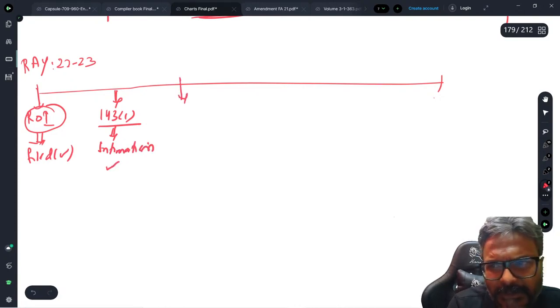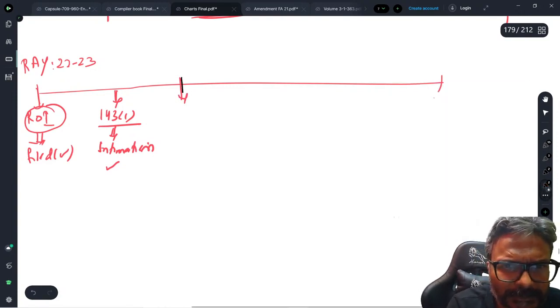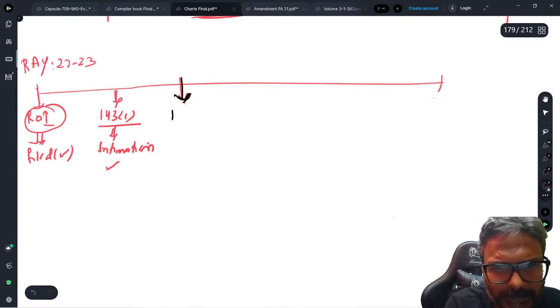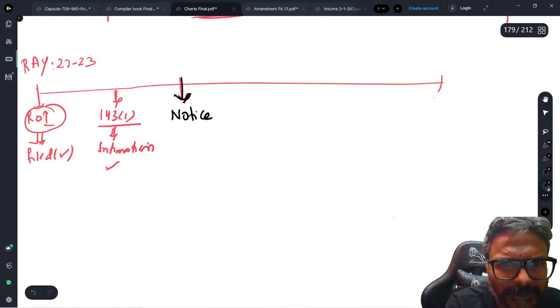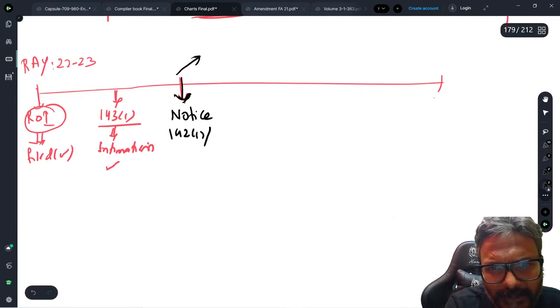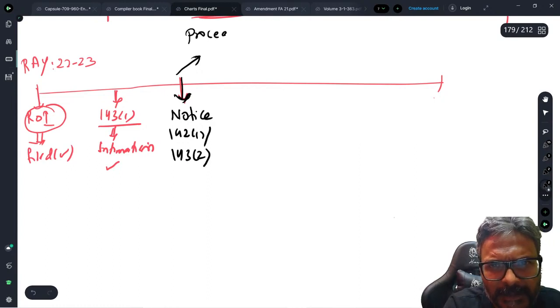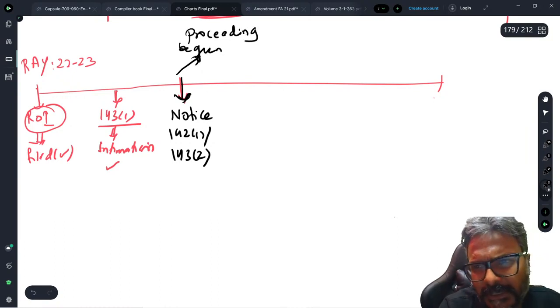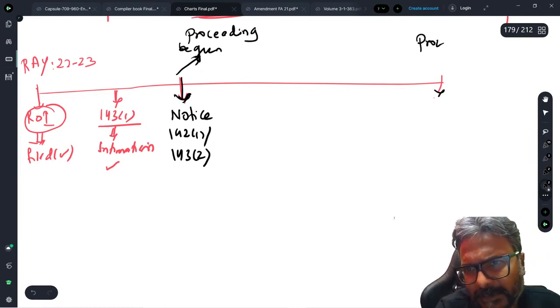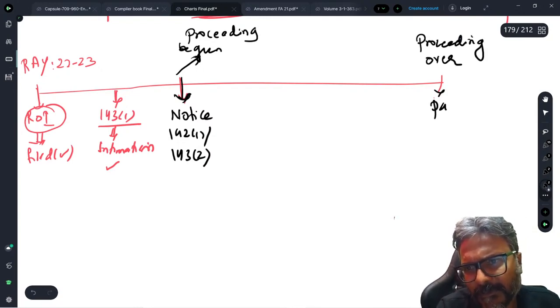Now as I told you, here is a game, and the game is that of the notice. The notice has been sent, and because of the notice, the proceeding has started. The notice, which we are all aware, is 142(1) or 143(2). The proceeding has begun. And what did I tell you just now, friends? The proceeding is ended by the passing of the order. So therefore, the order could be passed.